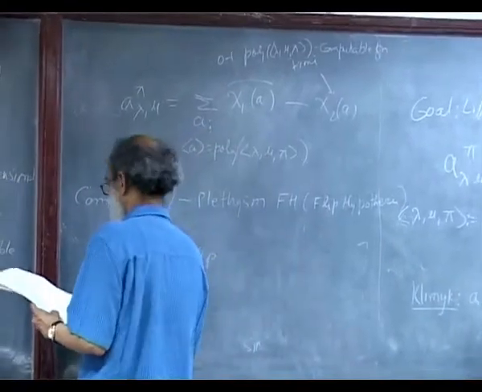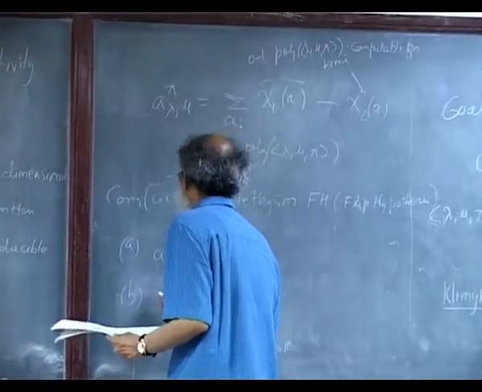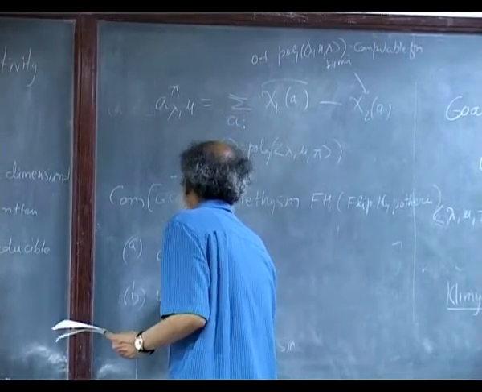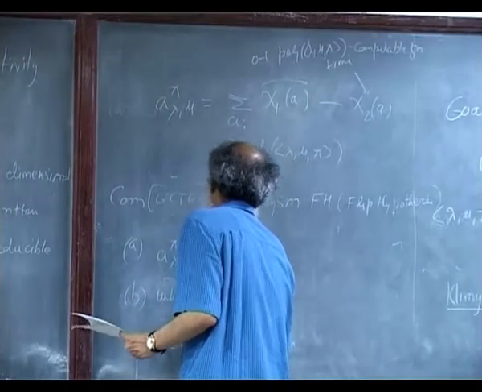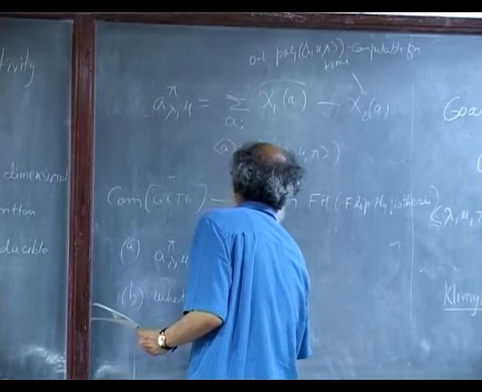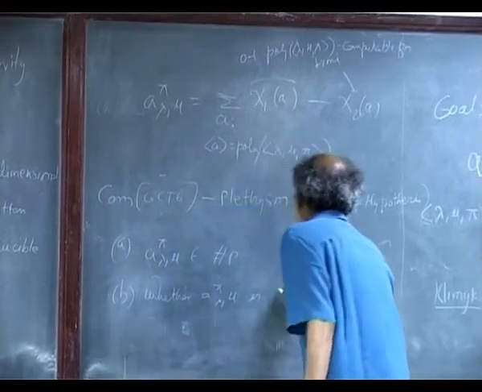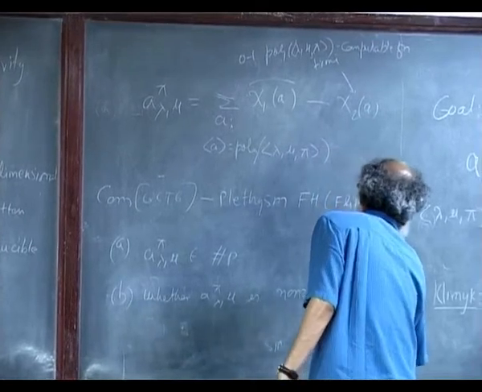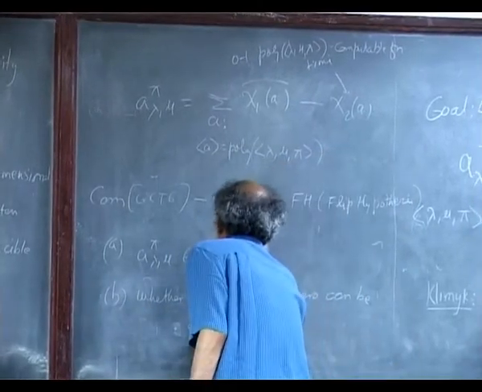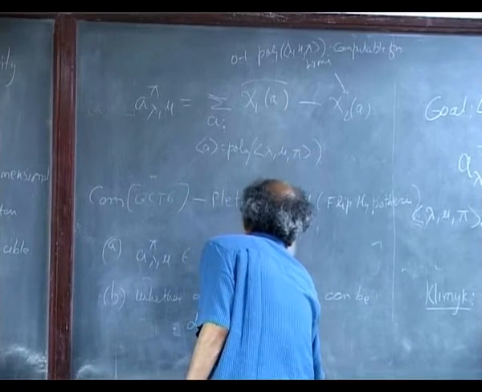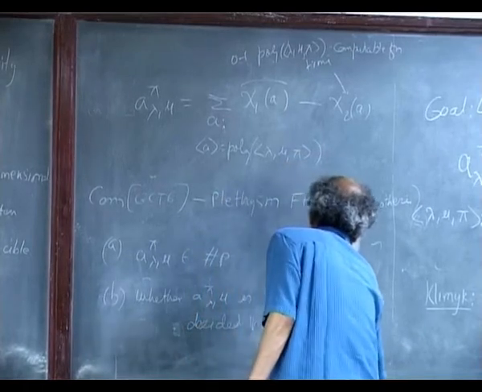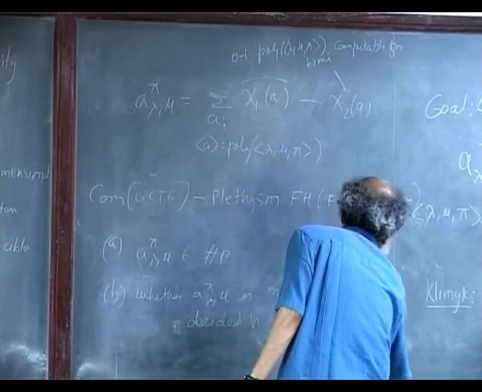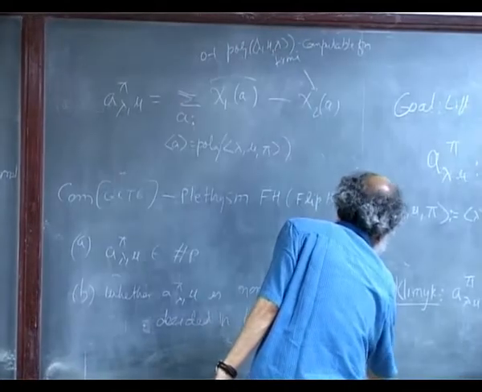And second, whether A pi lambda mu is non-zero can be decided in time polynomial in the bit length of lambda, mu, pi.